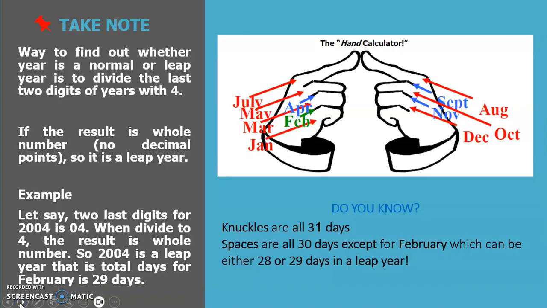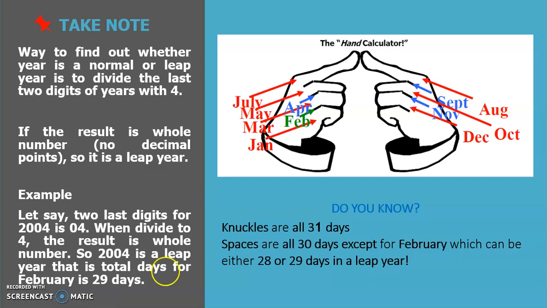Next, a way to find out whether a year is a common or leap year is to divide the last 2 digits of the year by 4. If the result is a whole number, with no decimal, then it is a leap year. For example, the last 2 digits of 2004 are 0, 4. When 04 is divided by 4, the result is a whole number: 04 divided by 4 gives you 1. So 2004 is a leap year, that is, the total days for February is 29 days. So you have to know whether the year is a leap year or not.